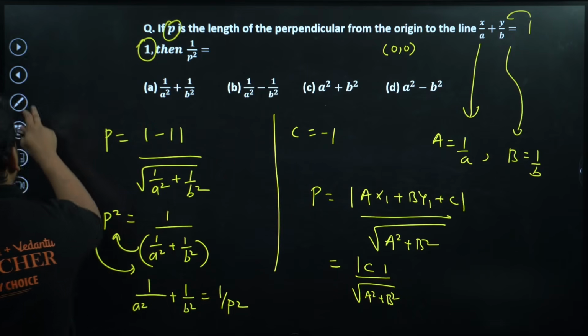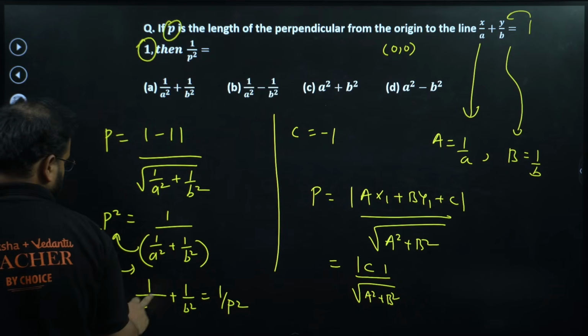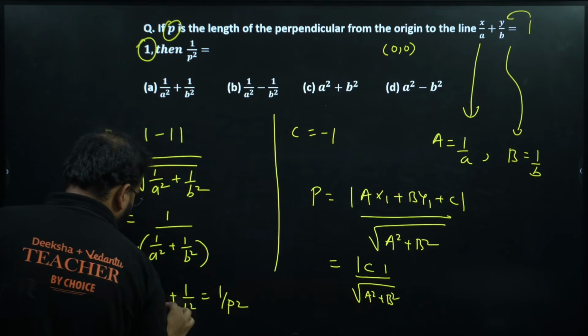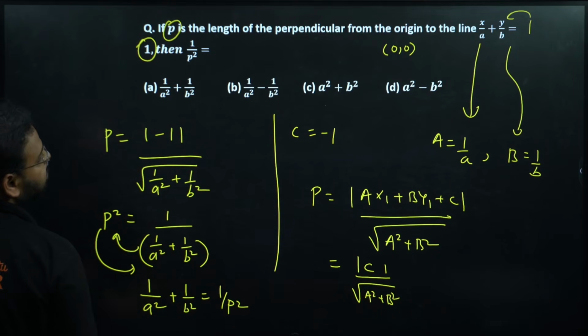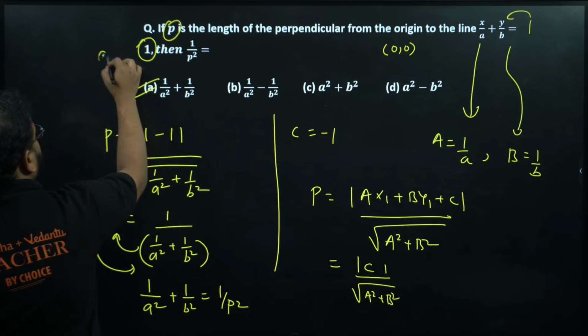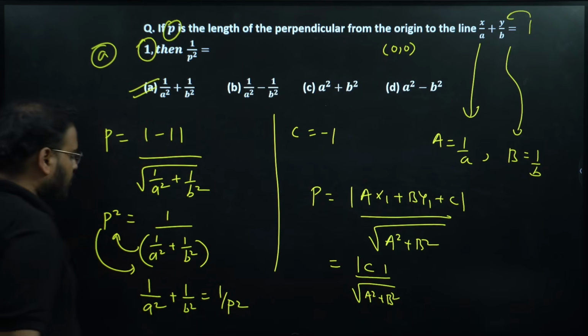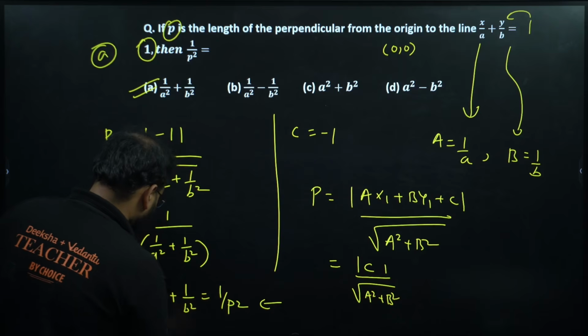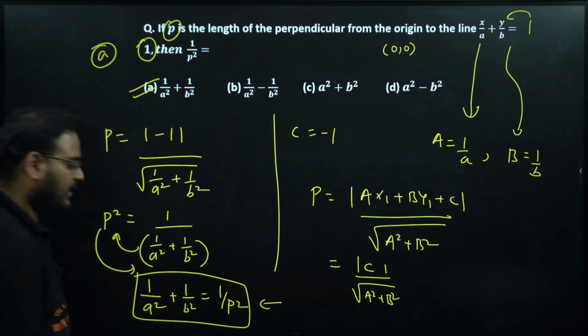Right? Let me check. That's your answer. Option is A. They're asking us 1 upon P square, no? So answer is this over here. Please cross check. This is your final answer. I hope this is clear.